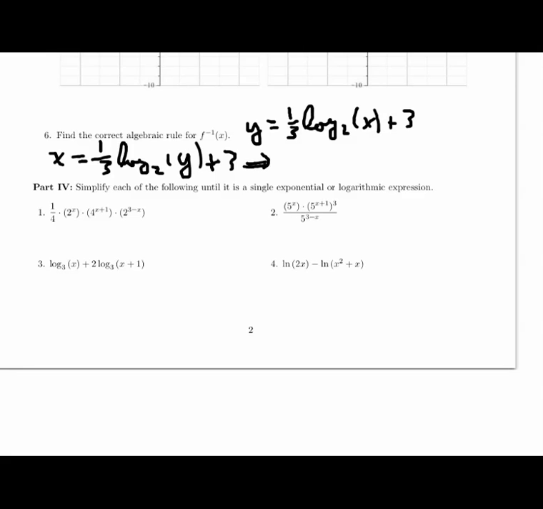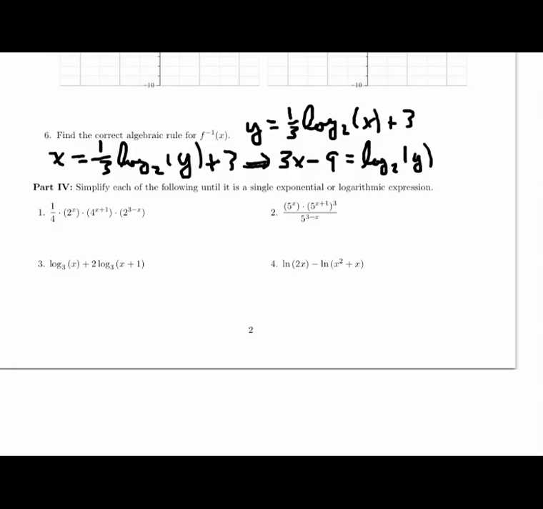So the first thing I want to do is get the log of y by itself on one side, which I can do, and I'll compress two steps here so that I can save room. I'm going to subtract 3 from both sides, and then I'm going to multiply both sides by 3. If I do that, then on the left side I'll have 3x minus 9, and on the right side I'll have log base 2 of y.